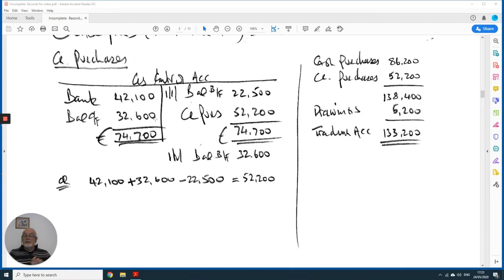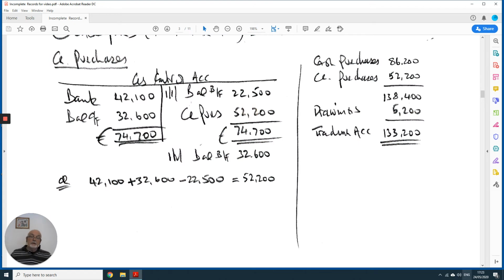So in the absence of any other information, that would mean that we've bought 74,700 from them on credit. However, that includes the 22,500 that we owe them since last year. So this year's credit purchases must be 52,200.